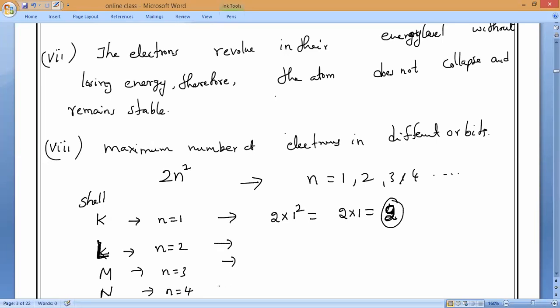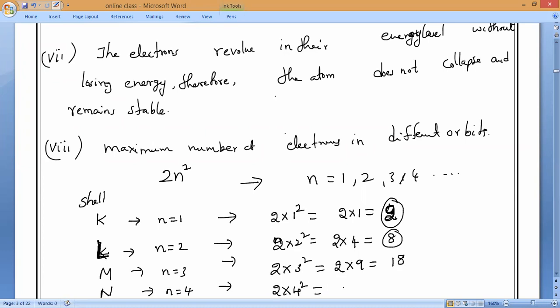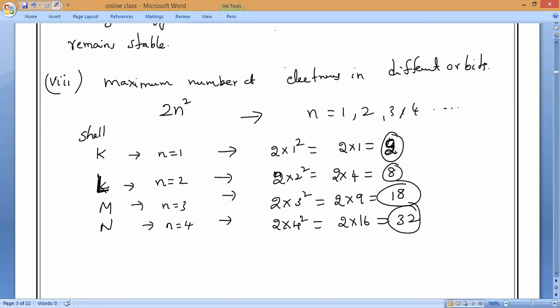For the second shell, 2 into 2 square is 2 into 4, which is 8 electrons. Third one, 2 into 3 square is 2 into 9, which is 18 electrons. Fourth one, 2 into 4 square is 2 into 16, which is 32. So the number of electrons keeps on increasing.